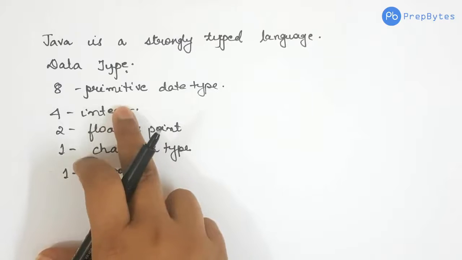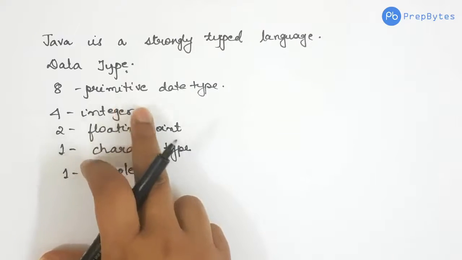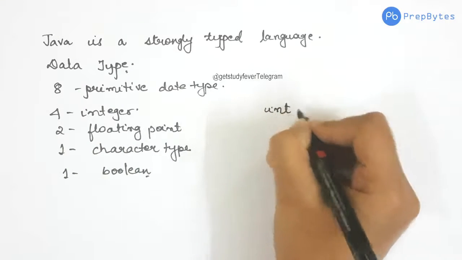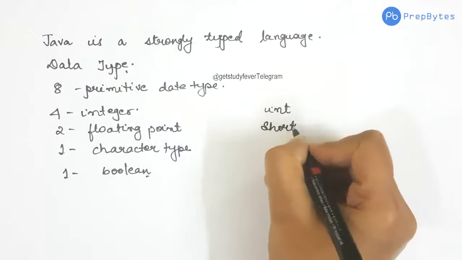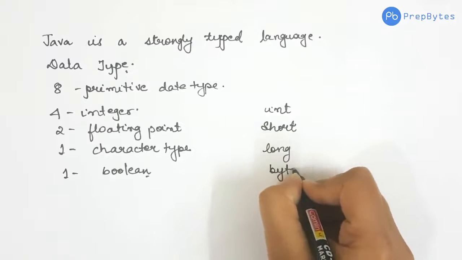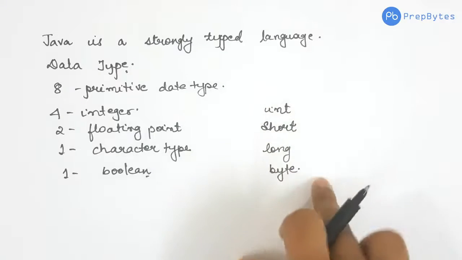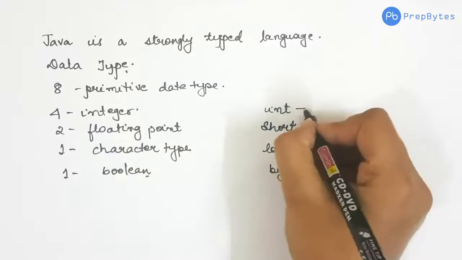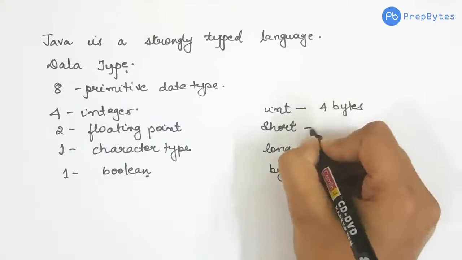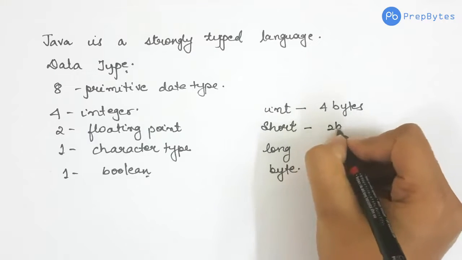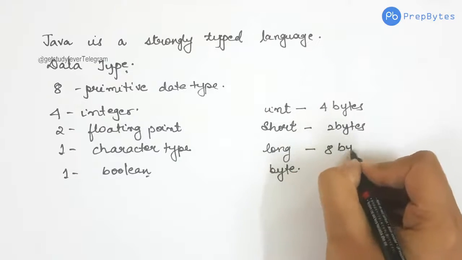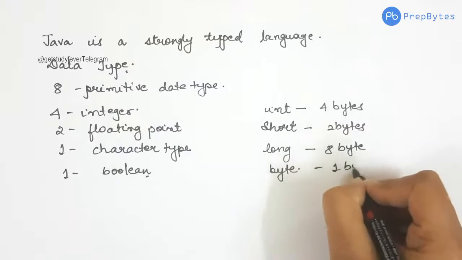The bifurcation is done based on the size. So the 4 integers are int, short, long, byte. Again, this division is based on the size of the data type. int occupies 4 bytes, short occupies 2 bytes, long occupies 8 bytes, and byte occupies 1 byte.